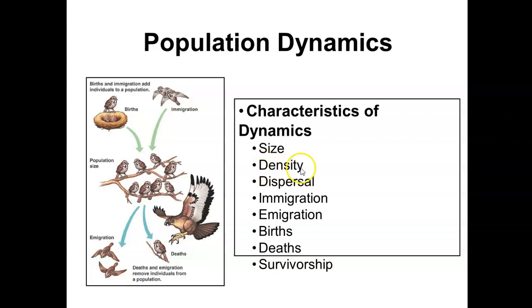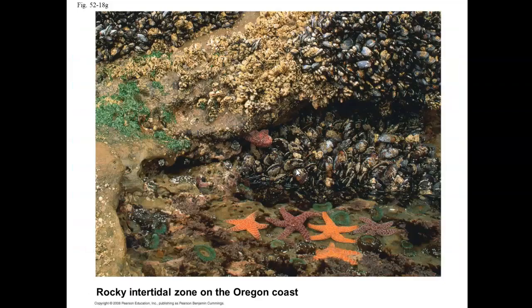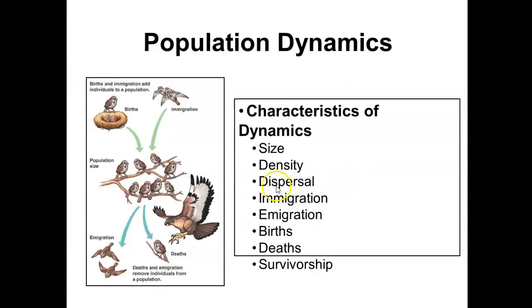Density, how closely are they put together? Some species live in very high density collections. Look at this. Look at that. Very, very dense. Where these things occur, they're in very, very dense populations. So that's an example of density. Dispersal, how are they spread out? There's some patterns right there.